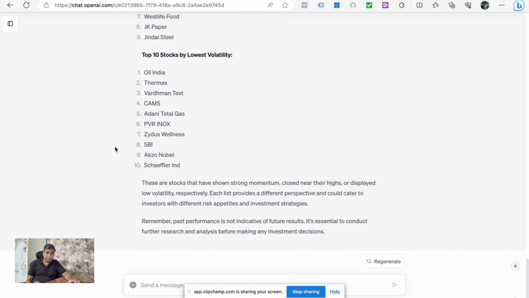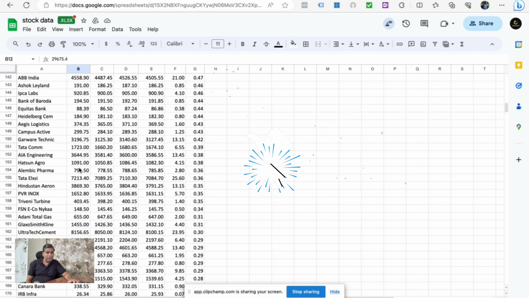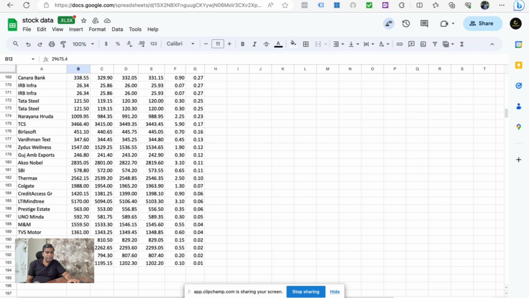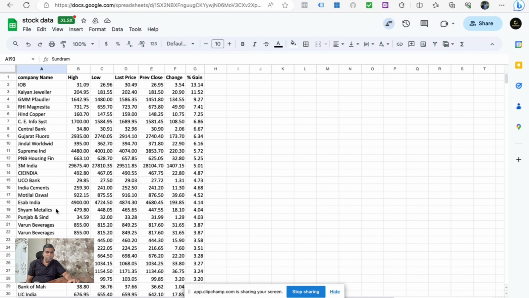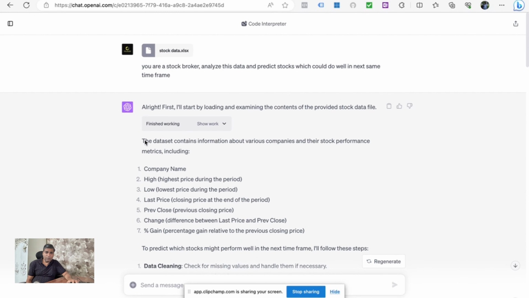So, here is what I did. I downloaded this data for the stocks which are traded on Indian exchanges. We have around 192 stocks here, and I think I downloaded the most active stocks. You can see these are the usual suspects. So, high, low, last price, previous close, change, percentage gain. And then I just uploaded it here. Like I said, I'm not an expert at trading. I just wanted to see if this could be useful for people who are experts.